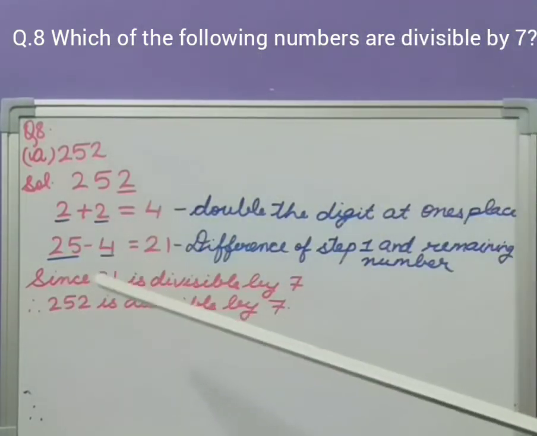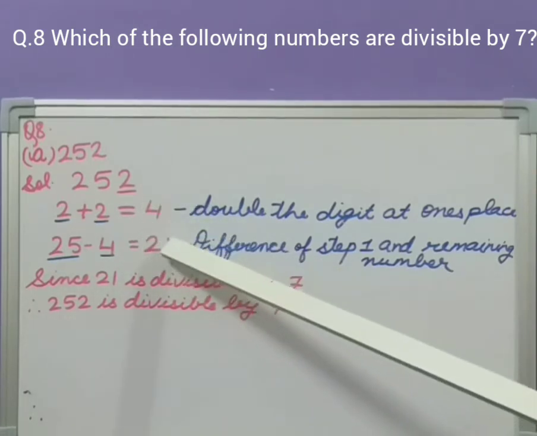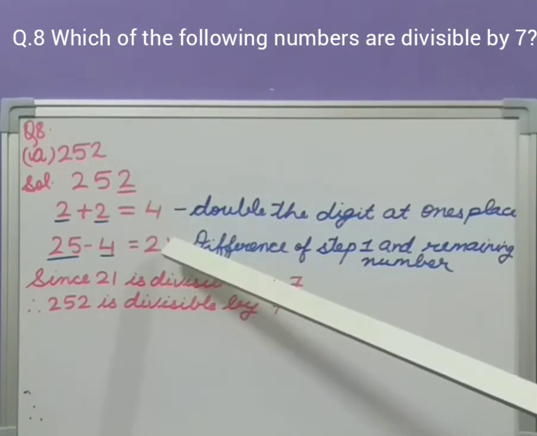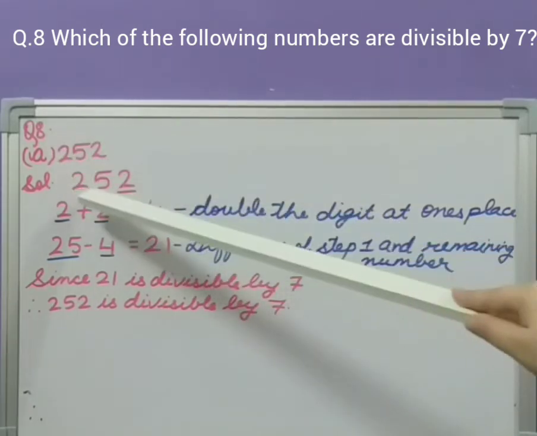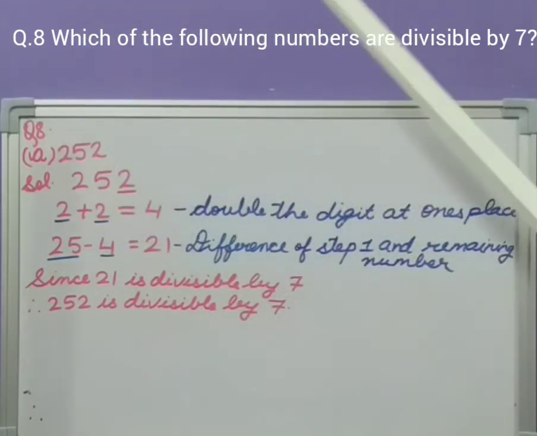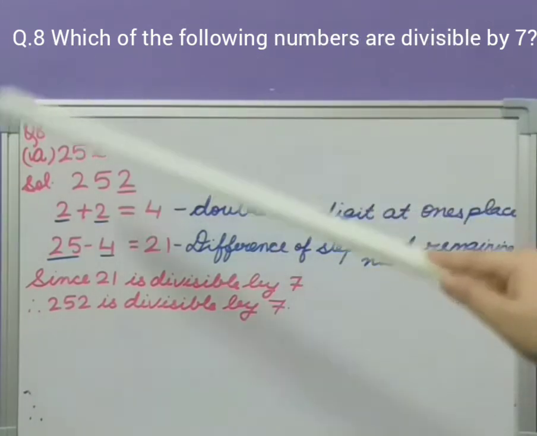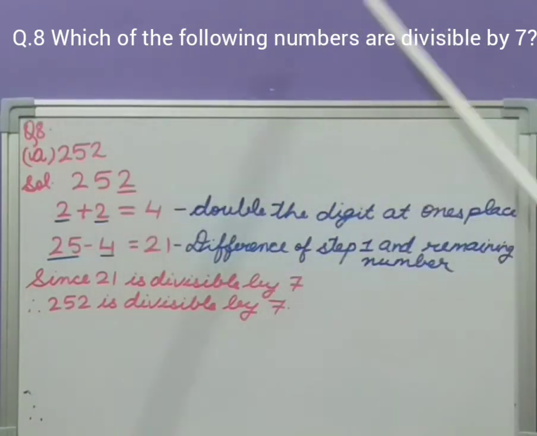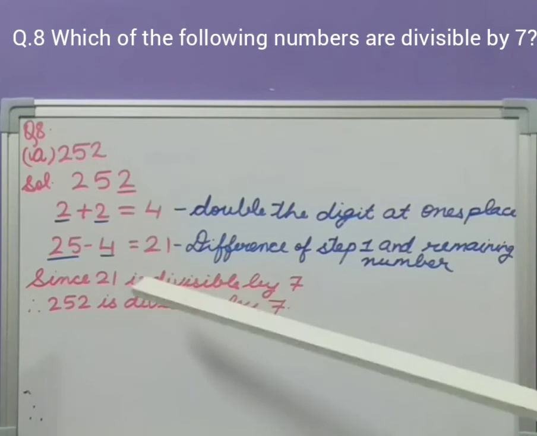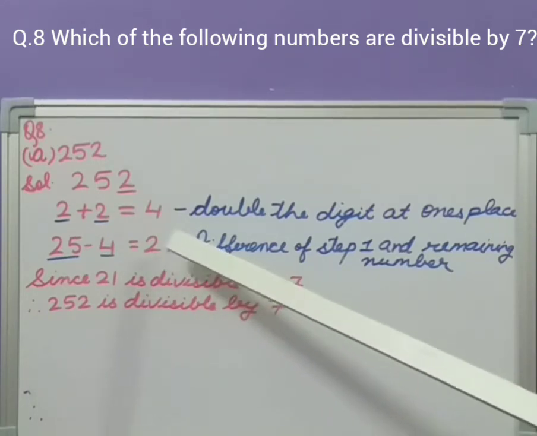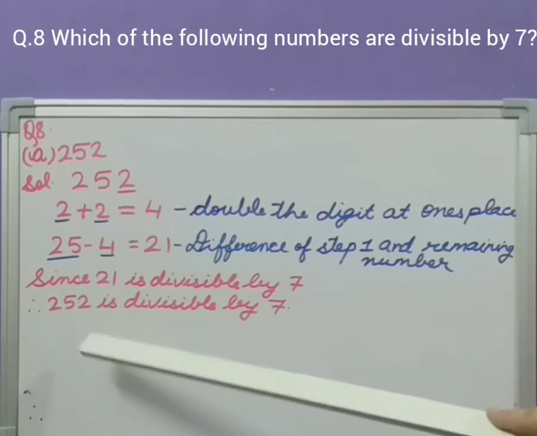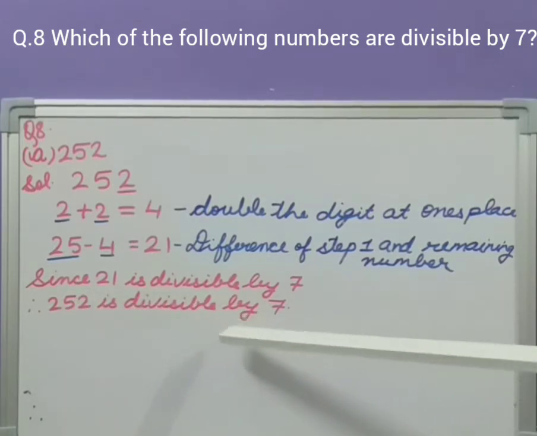Now the third step is this difference should be divisible by 7. If yes, then the whole number 252 will be divisible by 7. If no, the whole number 252 will not be divisible by 7. Now as we know, 21 is divisible by 7. Therefore, 252 is divisible by 7.